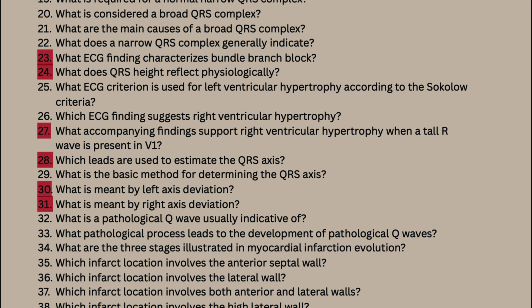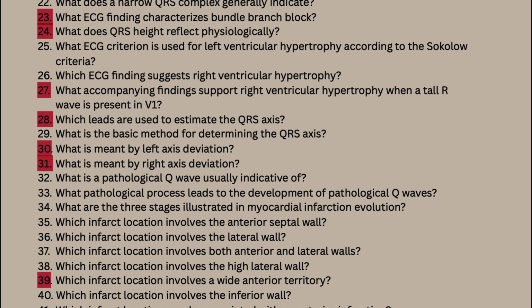Common infarct locations include anteroseptal infarction, lateral infarction, anterolateral infarction, high lateral infarction, wide anterior infarction, and inferior infarction. Remember that inferior myocardial infarction may also be associated with posterior infarction or right ventricular involvement.